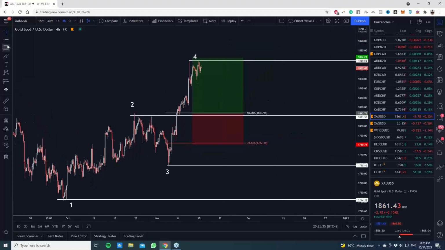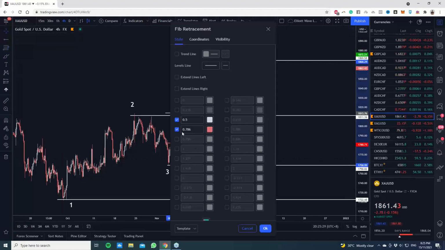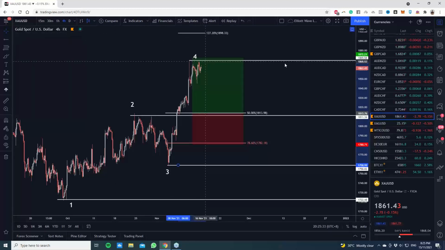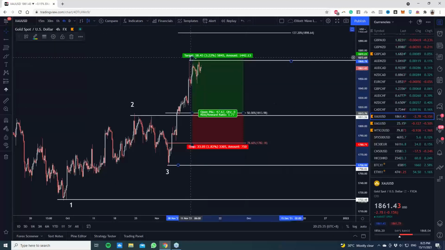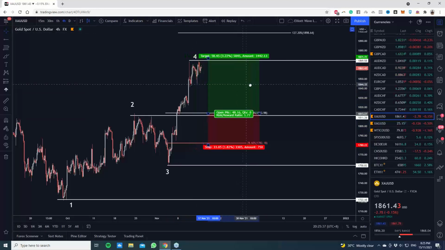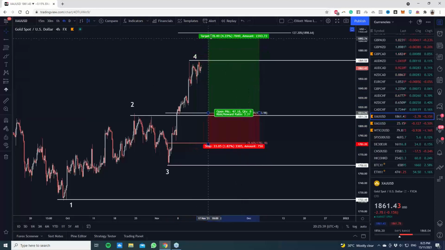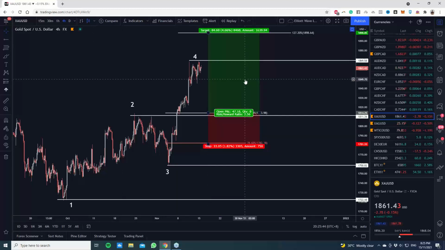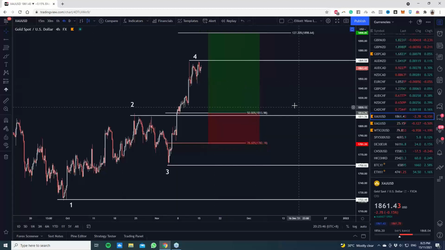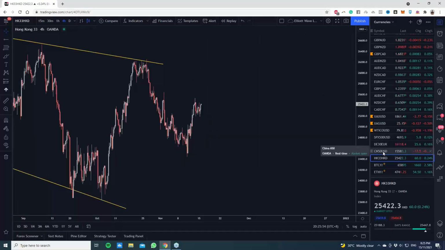I can also utilize my extension, pulling from 4 to 3, and look out for that 127 at the top over there. My target can be something like that. So this risk reward can be around 2.5, pretty decent, not too bad. So in commodities markets, you can utilize that as well. If you're trading on indices, naturally you can do that.